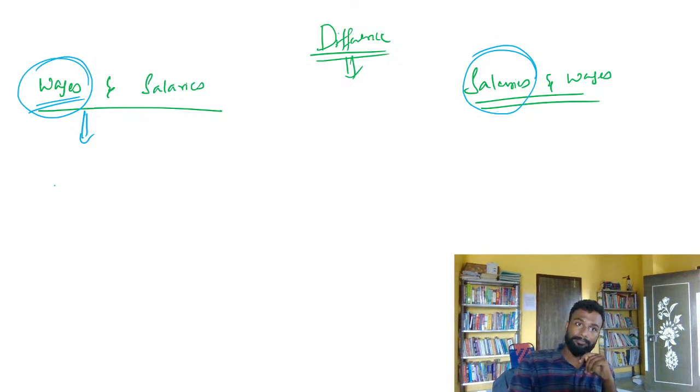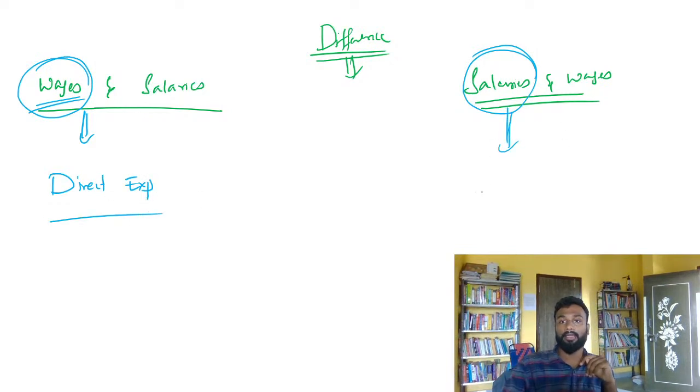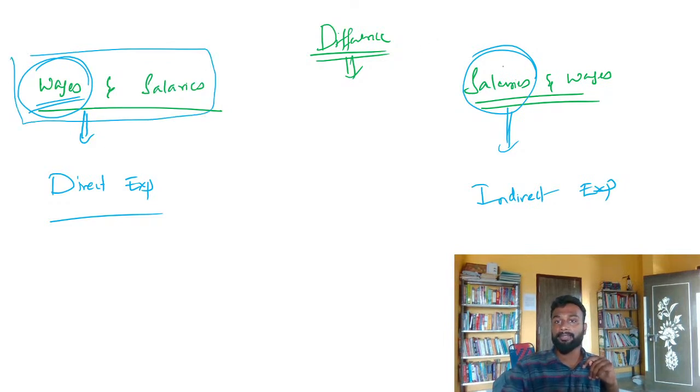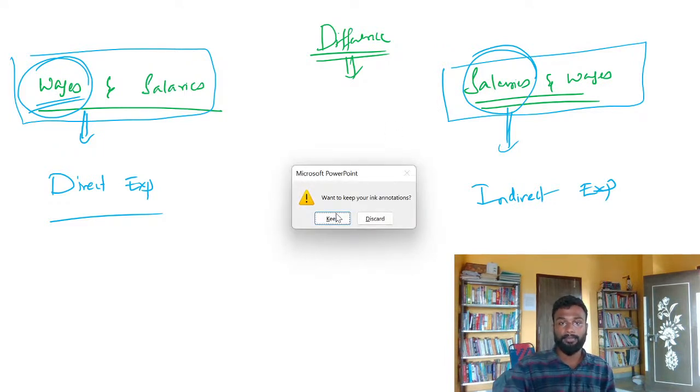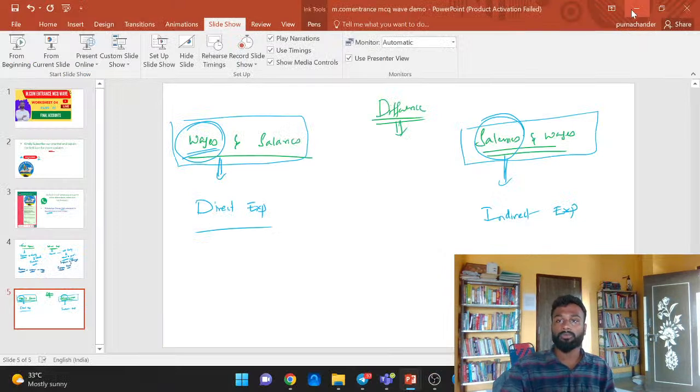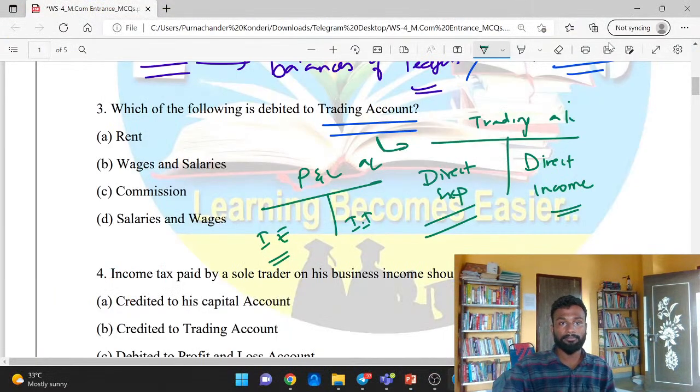So wages are direct expense. So salaries are indirect expense. So wages and salaries are considered as direct expense. Salaries and wages are considered as indirect expense. I hope it is very clear. Yes, guys. Chalo, now let us go to the question.